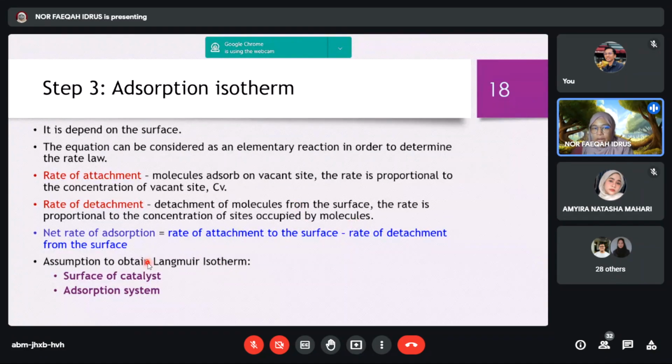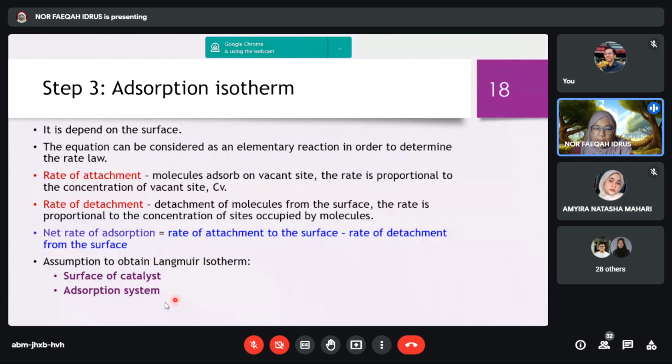So the net rate of adsorption is the rate of attachment to the surface minus the rate of detachment from the surface. So what is the rate of attachment? What is the rate of detachment? The rate of attachment is similar to the rate for the forward reaction. And the rate of detachment is similar to the rate for the backward reaction.